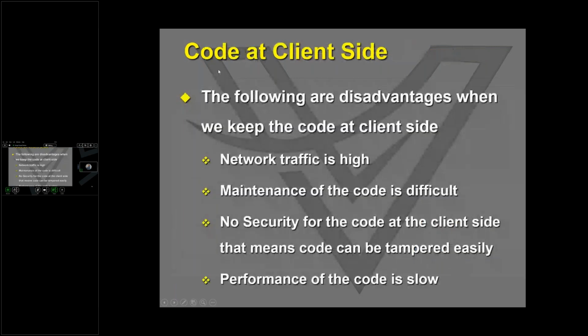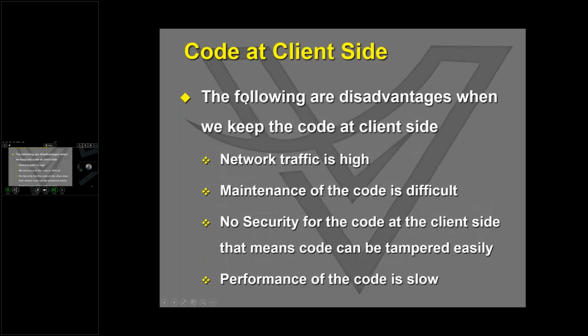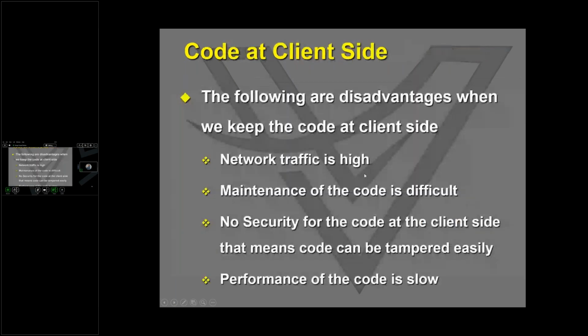So if we keep code at the client side, what will happen? If we keep code at the server side, what will happen? Let us see. The following are the disadvantages when we keep the code at the client side. The client is the ATM. If we keep the code at the ATM, network traffic is high, maintenance of the code is difficult, and there is no security for the code at the client side. That means the code can be tampered with easily. Performance of the code is also slow.